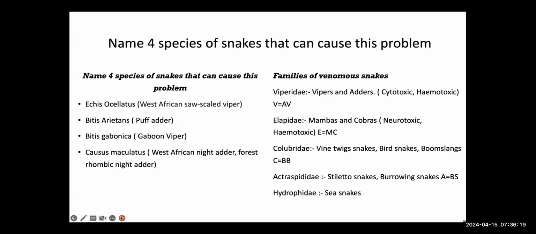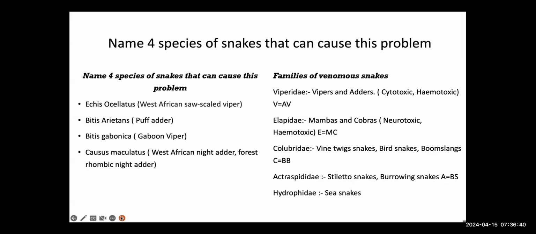Then we have the families of venomous snakes, which is your Viperidae, which are made up of vipers, and your others, which are cytotoxic and hematotoxic, which the short form for it can be V equals AV. Then you have your Elapidae, which are made up of the mambas and the cobras, which you can see E equals MC, which is like the Albert Einstein equation.